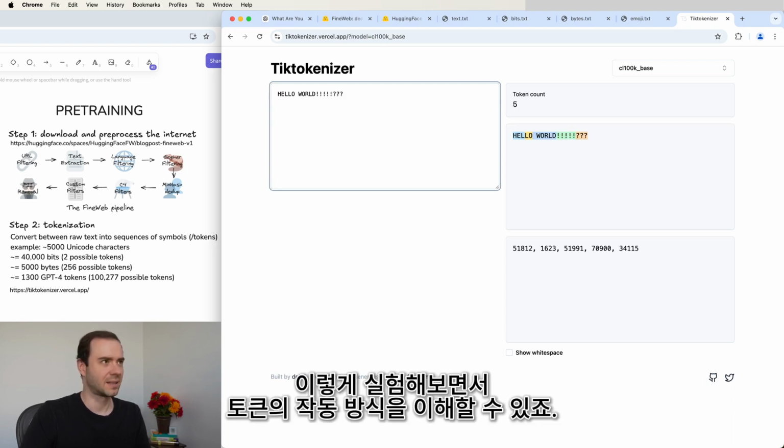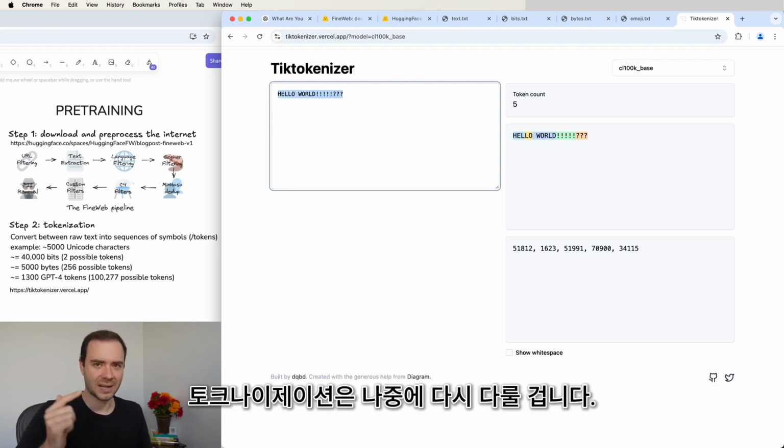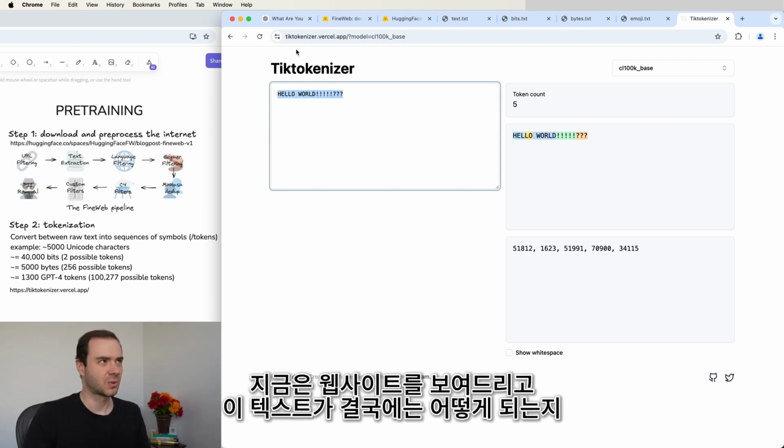So you can play with this and get an intuitive sense of what these tokens work like. We're actually going to loop around to tokenization a bit later in the video. For now, I just wanted to show you the website.